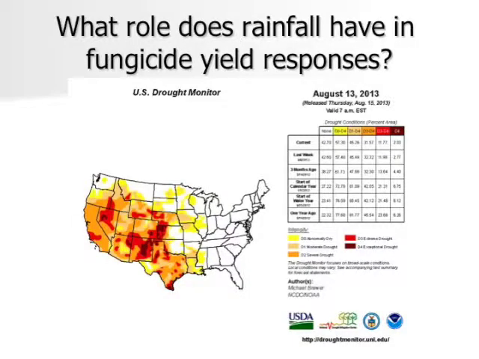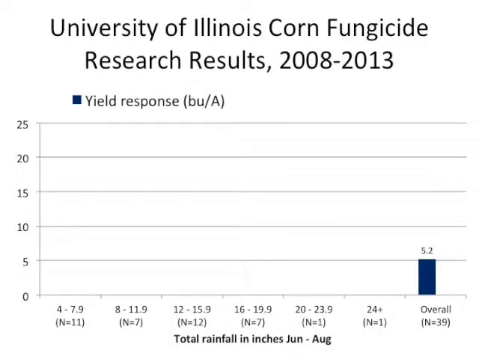Okay, so in addition to looking at disease pressure, we've also had an opportunity to look at the effect of rainfall in all of these trials that we've conducted. You can see here our overall yield response, again in those environments where we were able to get rainfall measurements, was 5.2 bushels an acre. Across the bottom are different levels of rainfall that occurred between June and August. So dry situations are over to the left, somewhere between 4 to 8 inches, and then all the way up to over 24 inches of rainfall during that period on the right.